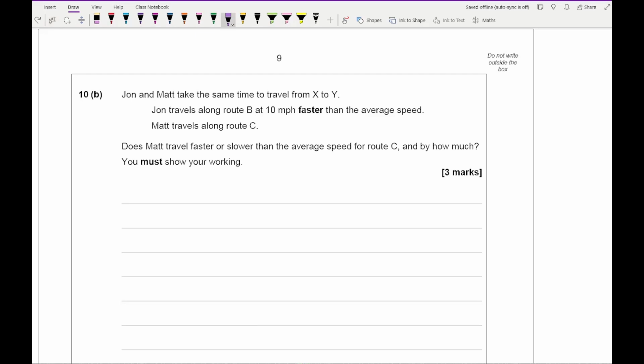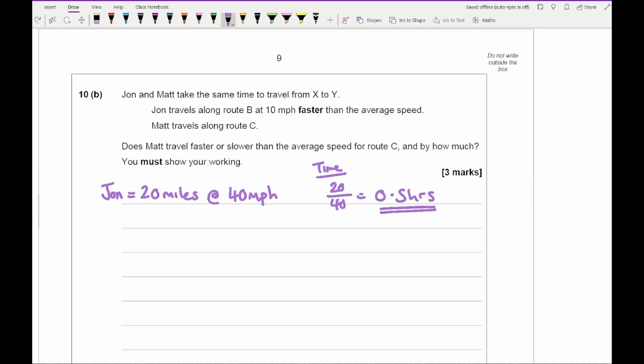So for this, let's first of all look at John. John's travelling along route B, which is 20 miles, and he's going to be travelling at 10 miles an hour faster than the average speed. So the average speed was 30, so 10 miles per hour more is going to be 40 miles per hour. So to work out the time that John's going to take, that's going to equal 20 over 40, which is half an hour.